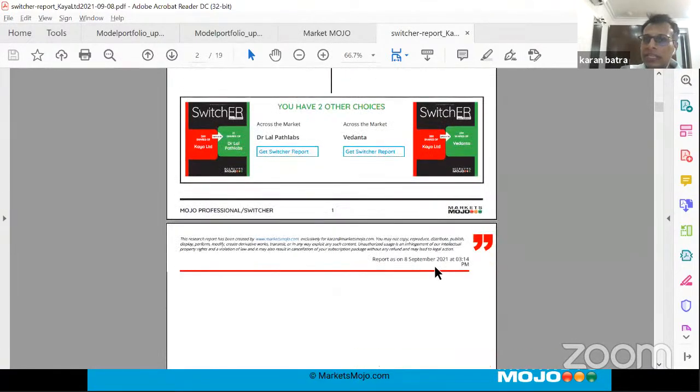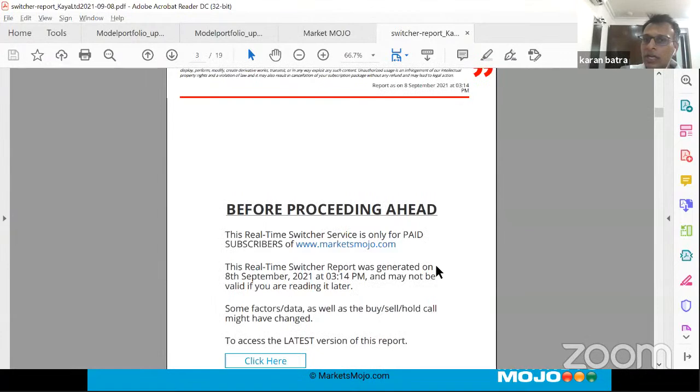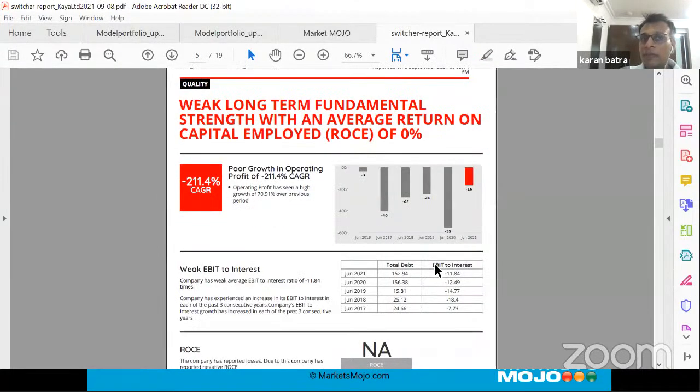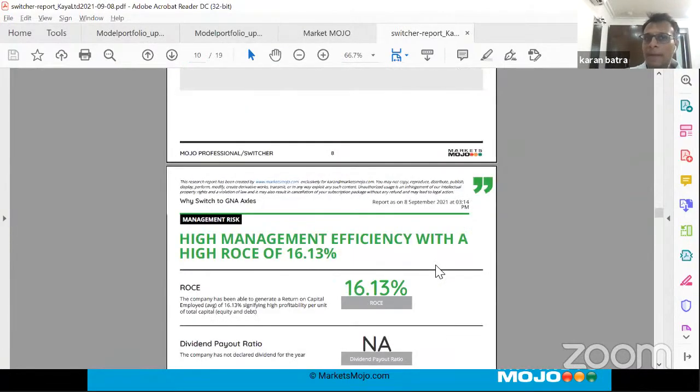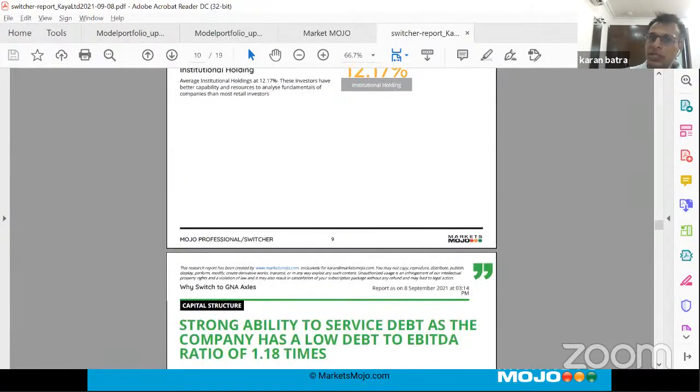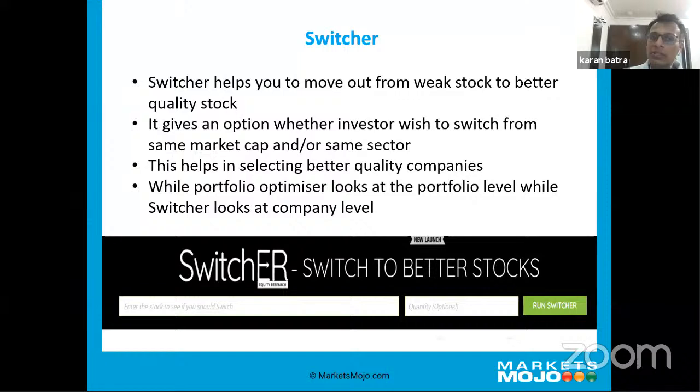You can see details of each factor, what is not working for Kaya, and what are the positive developments in GN Axel because of which you can consider switching. So it's a stock to stock switcher. It gives very pointed reasons why to get out of this and why to get into the other one, and it'll give you options of better stocks in the sector, or across market cap, or across the entire market.